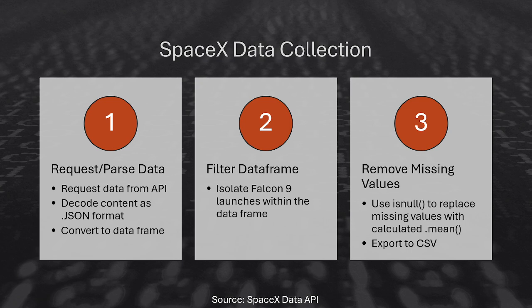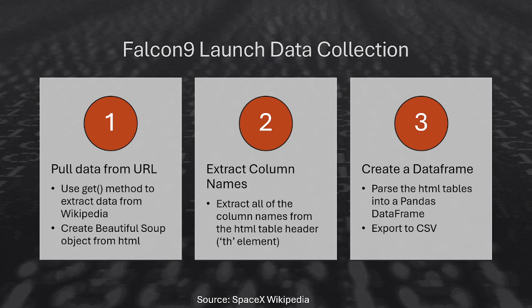When I'm pulling data from the SpaceX website, what I'm doing is requesting data from the application programming interface and decoding it in a JSON format, which I then convert to a pandas data frame. Within that data frame, we can isolate the Falcon 9 launches. We can also do some preliminary cleaning, in particular, removing missing values here. We use the isNull method to replace them with a calculated mean, and then export that to a CSV.